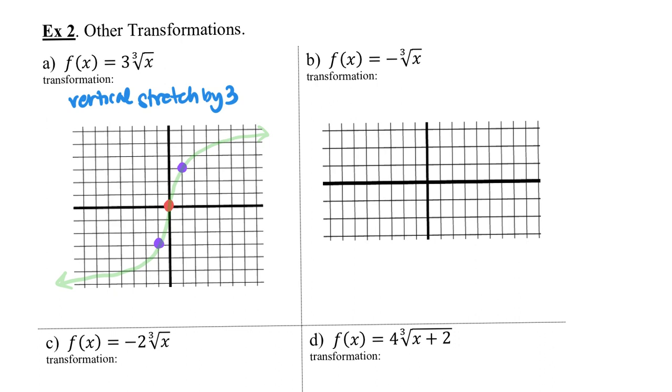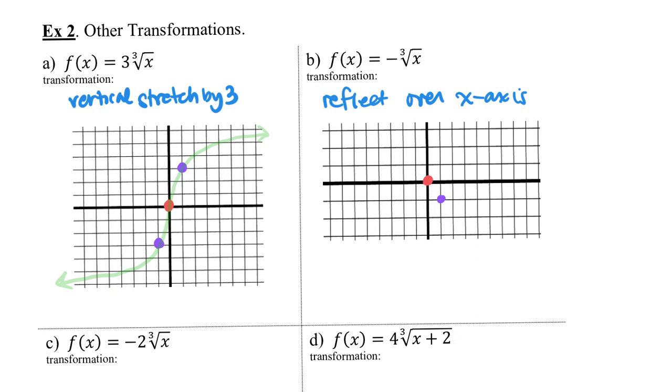Let's try b. F of x equals the negative third root of x. Then that negative in front is multiplying the y value by a negative, so it's going to reflect it over the x-axis. Okay, but it's still at 0, 0 because it's not being translated. Okay, normally we go third root of 1 is 1, but they're saying times it by negative 1. So instead of going up 1, I'm going to go down 1.